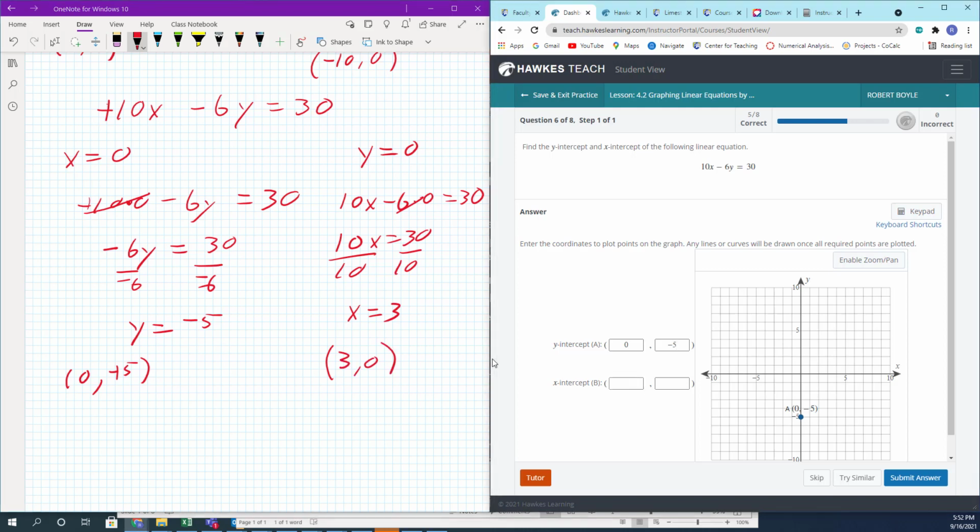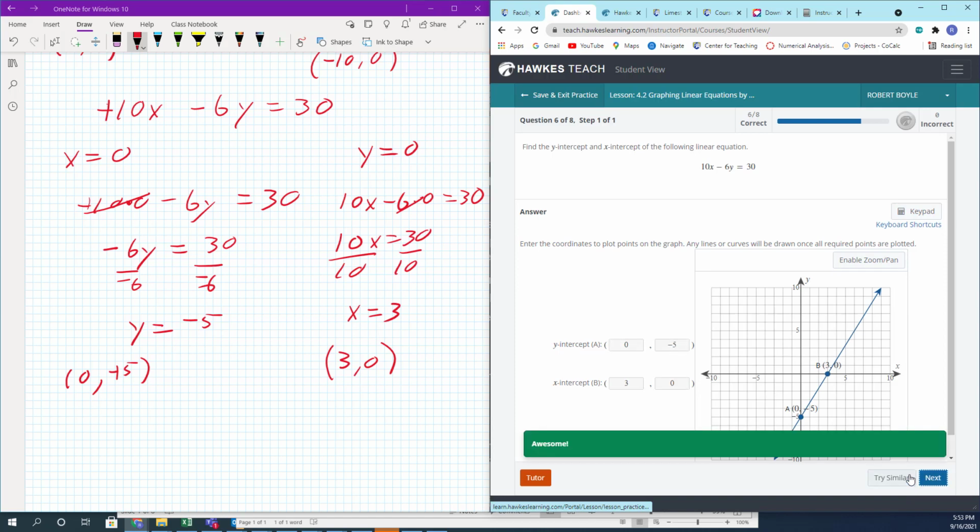And let's put this in here and see what we get. 3, 0. Submit the answer. And it works out. And the rest of them are pretty much just like that.